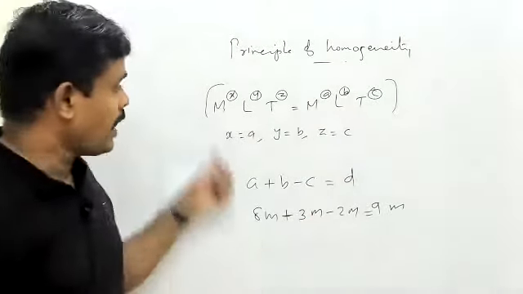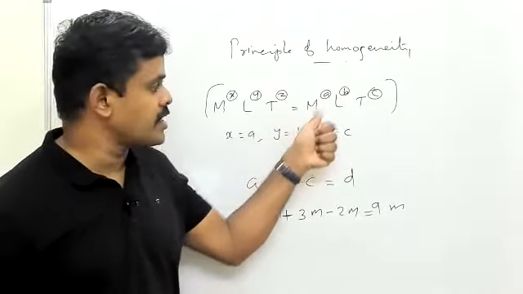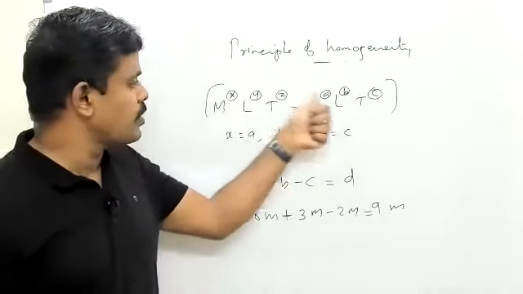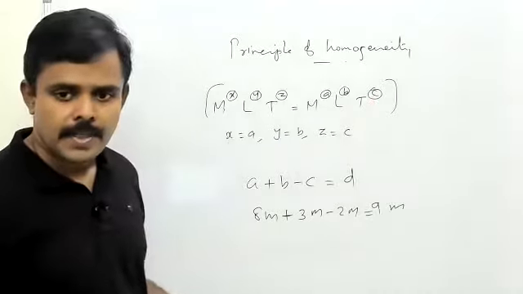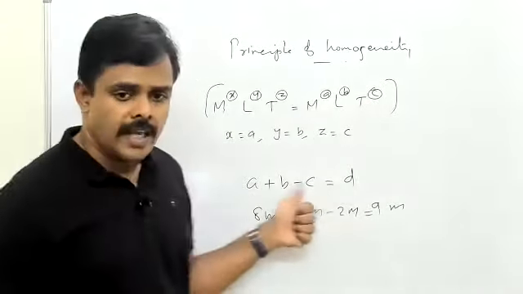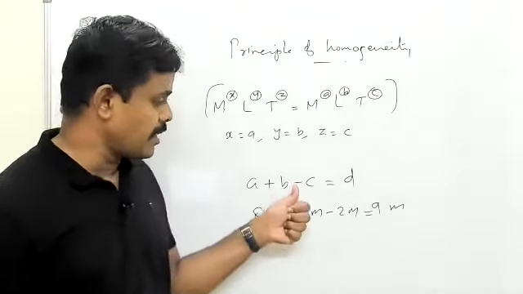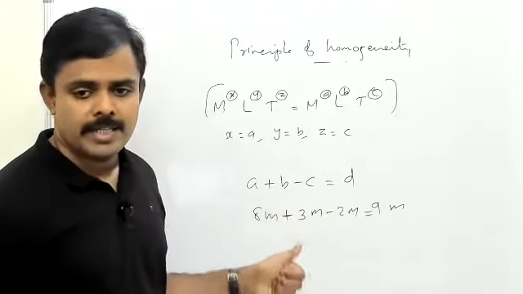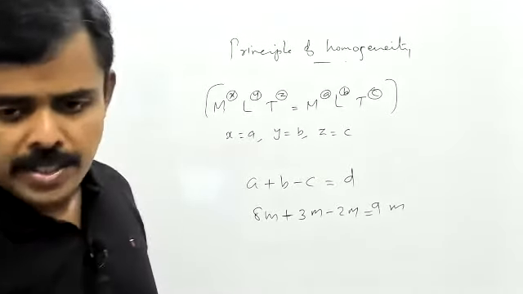I'm reading that again. M raised to x, L raised to y, T raised to z is equal to M raised to a, L raised to b, T raised to c. If this statement is to be true, then x should be equal to a, y should be equal to b, and z should be equal to c. And in layman's language, we better state it this way: A plus B minus C is equal to D is a mathematical statement which has a plus sign, minus sign, and equality sign, and on both sides of the sign, dimensions must be the same. This is what the principle of homogeneity says. Did you understand?